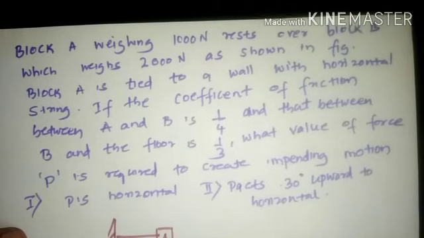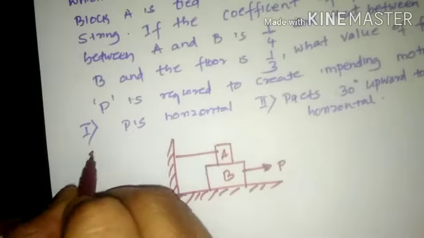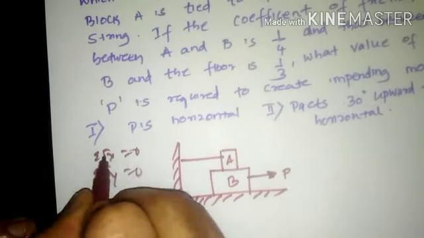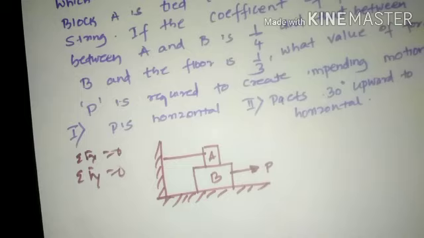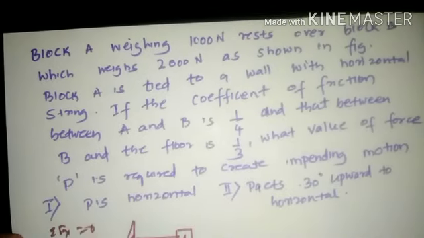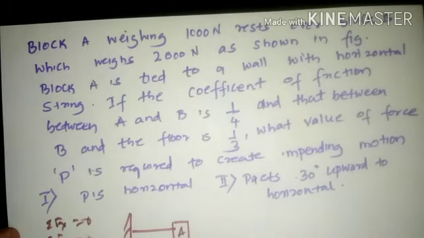To begin with, since we already have the basics of the concurrent force system, and the equations of equilibrium for a concurrent force system are summation Fx is equal to 0 and summation Fy is equal to 0, by making use of these two equations of equilibrium itself, we are going to solve the problems related to block friction. So this is the first statement related to block friction.